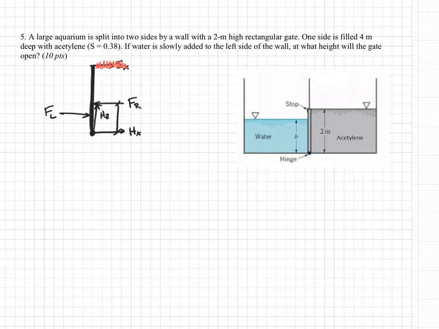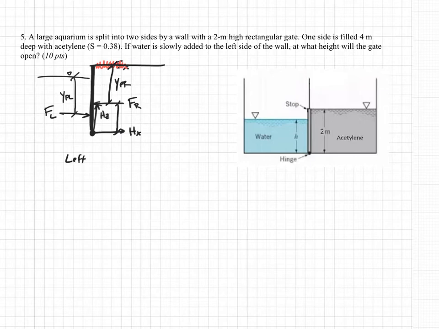But anyway, from the surface of the acetylene, which is right here, going down, there is a YP on the right. From the surface of the water, going down this way, there's YPL. Okay, so those are the depth to the center of pressure on both sides, and those are the things we need to solve for. Okay, so here we go.